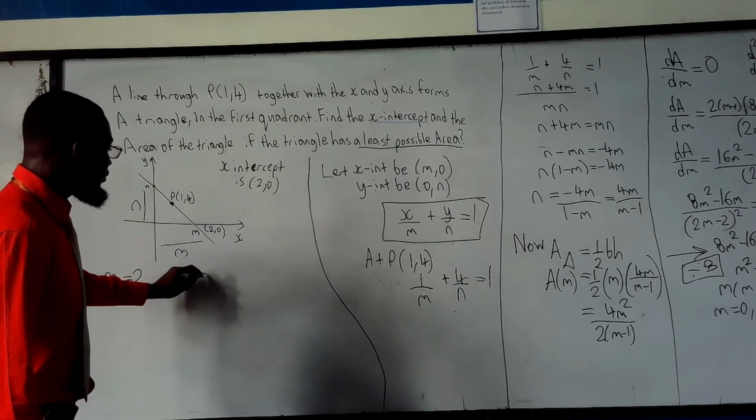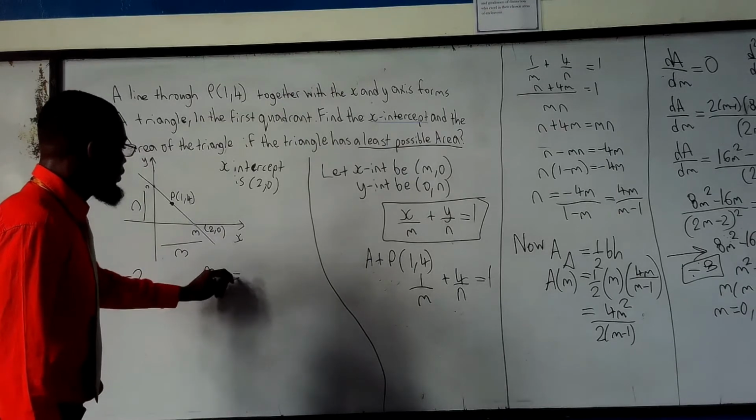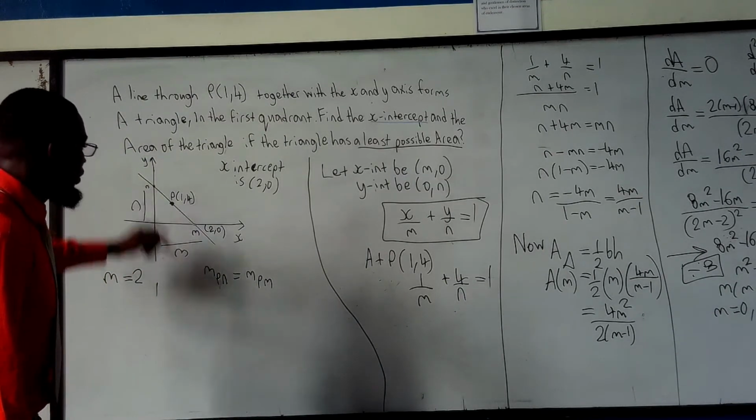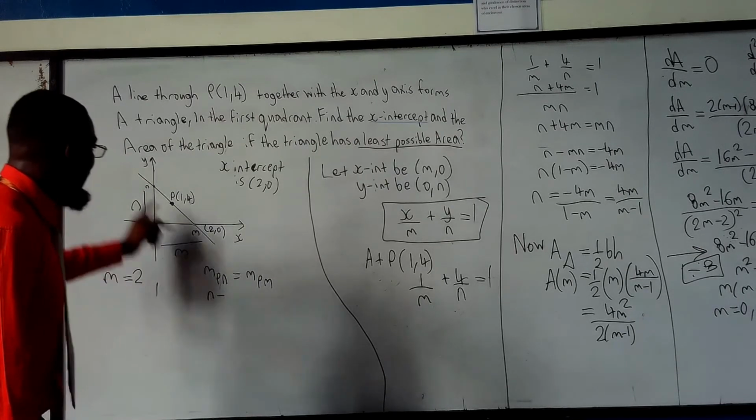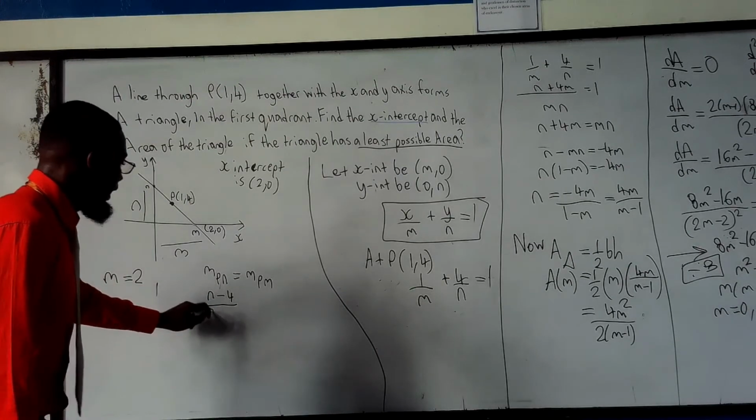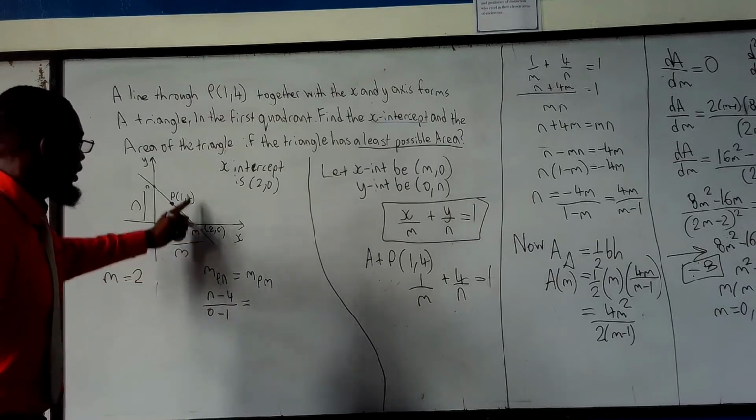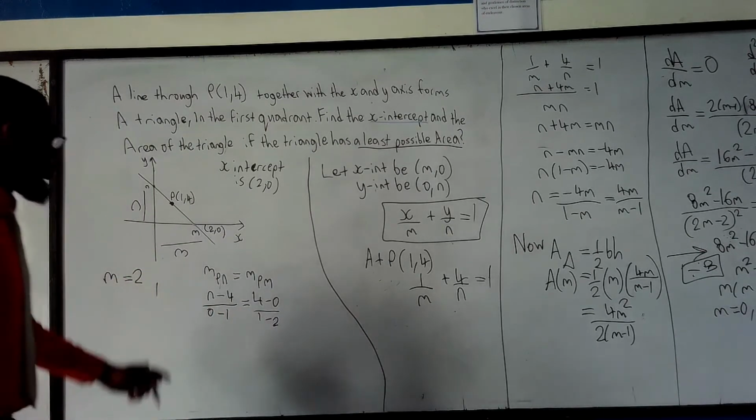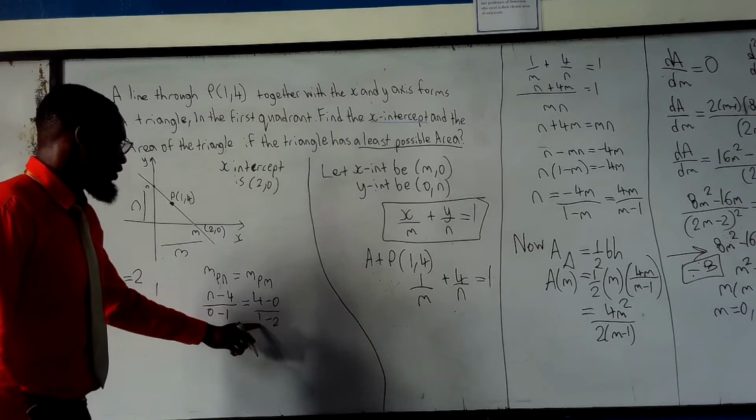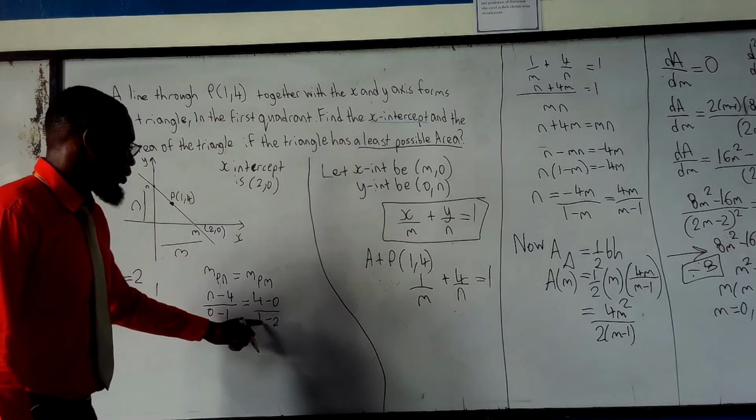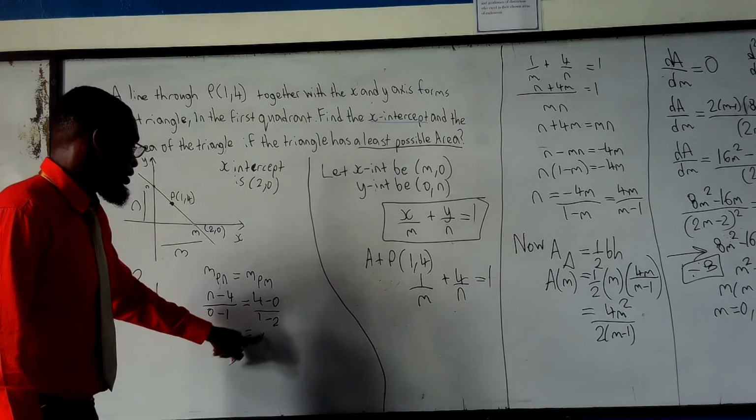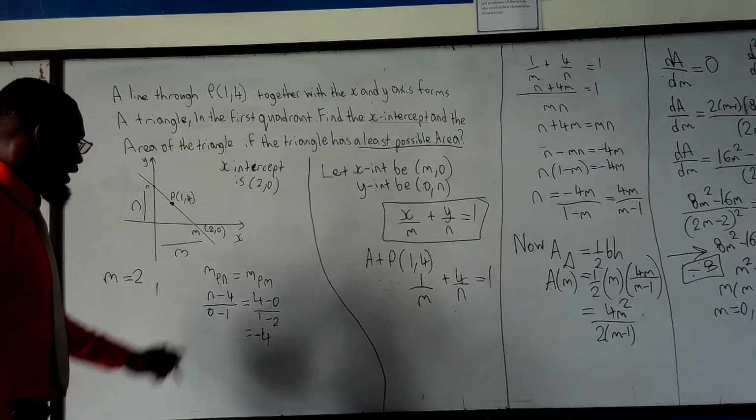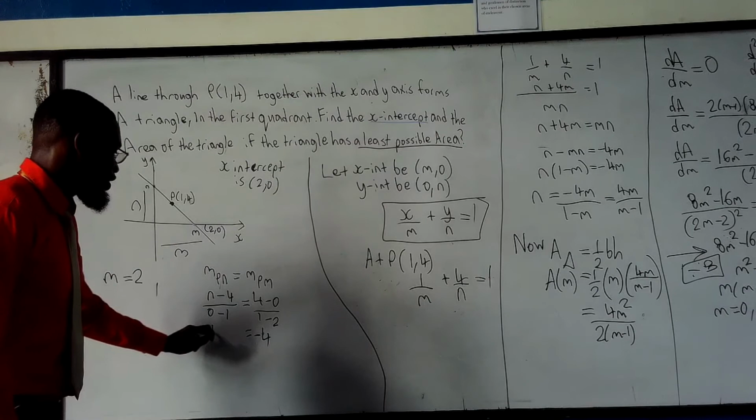So this is how we're going to say it. The gradient of PN must be equal to the gradient of PM. So the gradient of PN would be y2, which is the y value we don't know, n minus 4 over x2, 0 minus 1, must be equal to the gradient of PM, and this gradient is 4 minus 0 over 1 minus 2. We can use this and solve for n. 4 over 1 minus 2 is 4 over negative 1, that's negative 4. And this is now n minus 4 over negative 1, which is just 4 minus n.